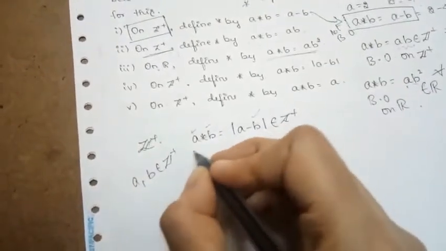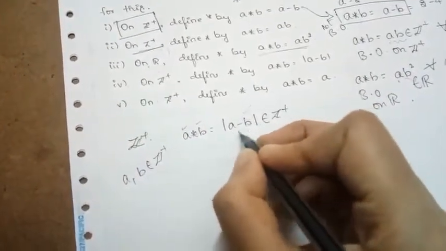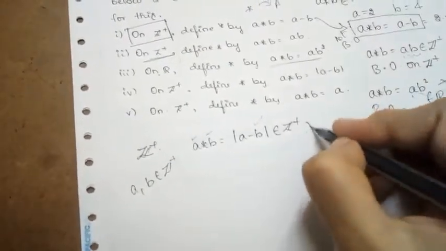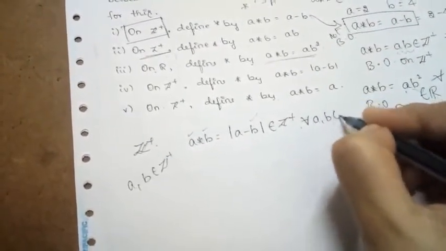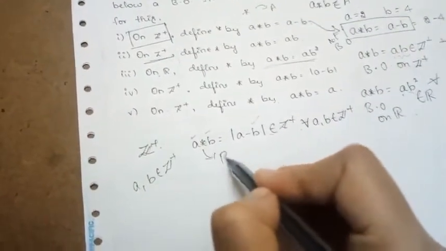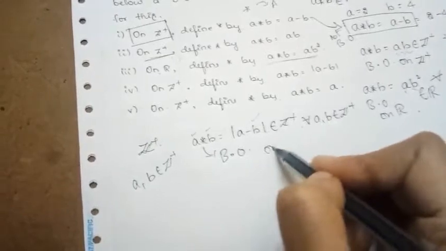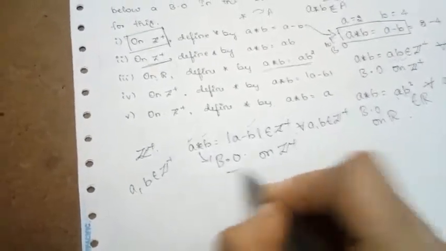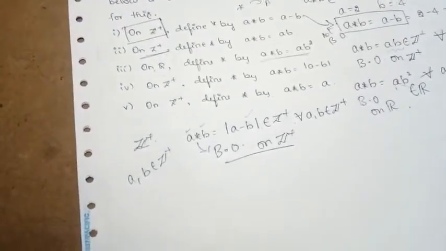So obviously this one also belongs to the set of positive integers. So obviously a star b, which is equal to modulus of a minus b, is also belonging to the set of positive integers, for all a, b belonging to the set of positive integers. So even this one is also a binary operation on which? On the set of positive integers.